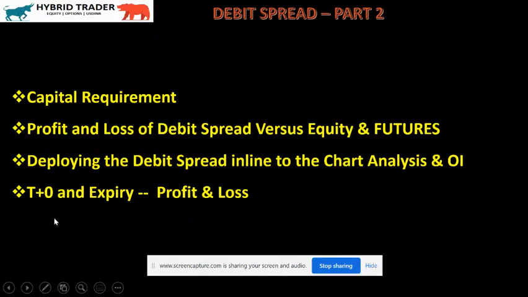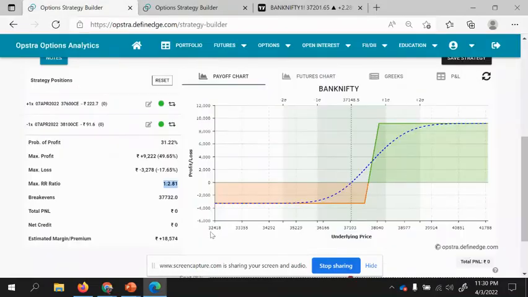All right. There is one more point, friends. This is T plus 0 and the expiry, in line with your profit and loss. Let me take you back to the trade. Do you see this blue line, friends? This is T plus 0. T plus 0 is the current day.